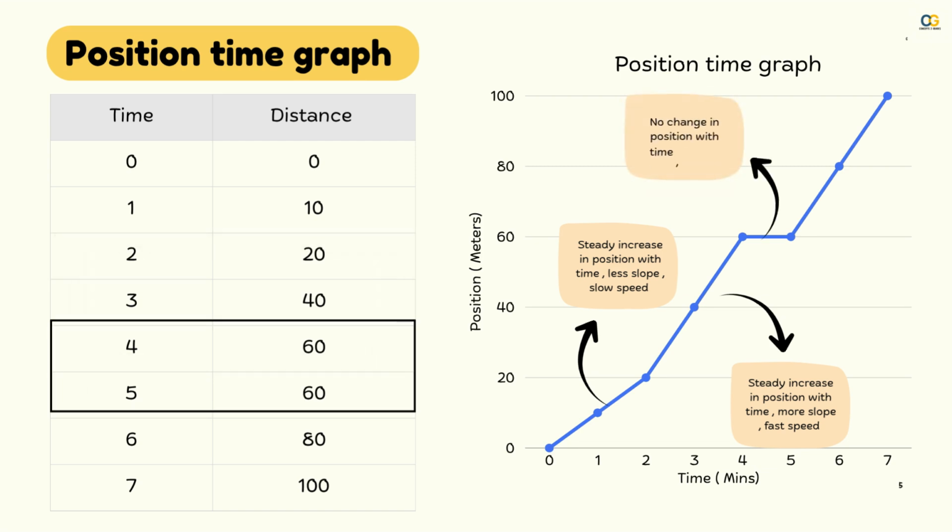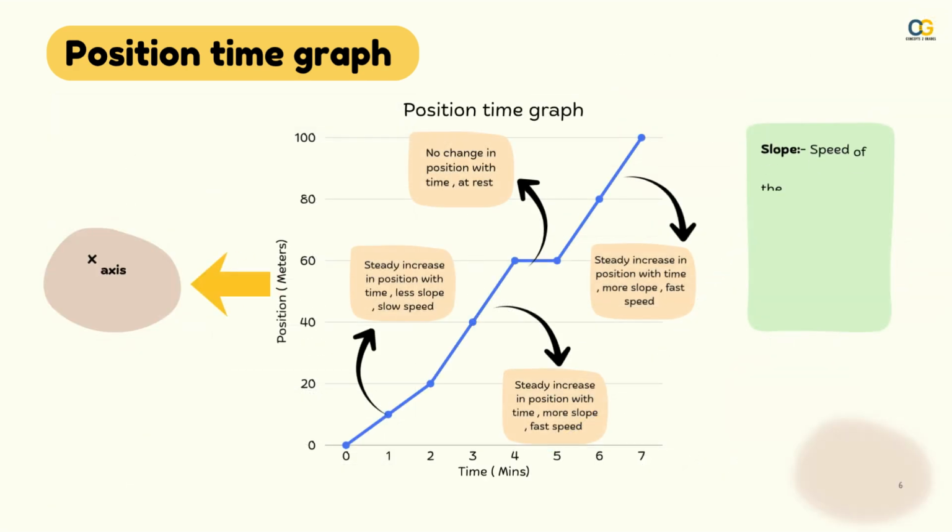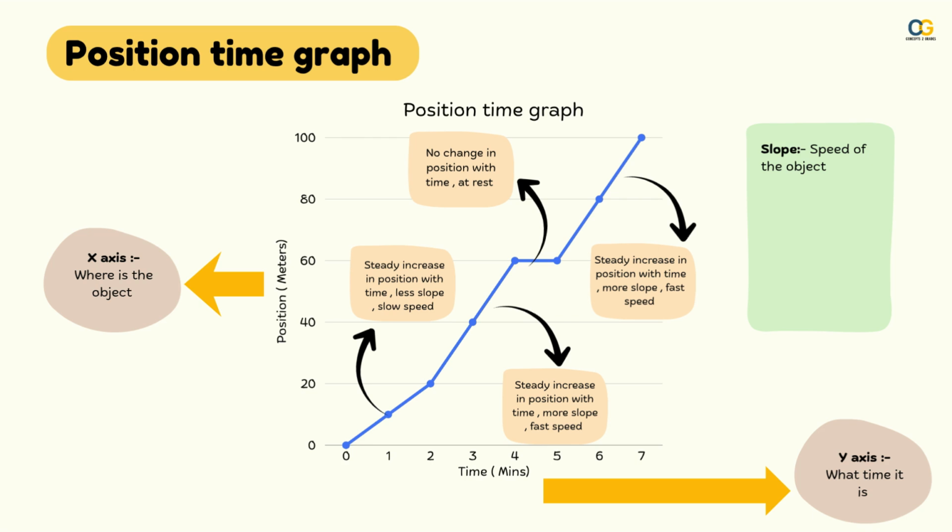In between, when he tried to put his lace on, there was no change in position, where the object was at rest. Hence, the graph is parallel to the x-axis. And then there was steady increase of position with time, which shows more slope and faster the speed. And the slope of this graph gives us the speed of the object. More the slope, more the speed.